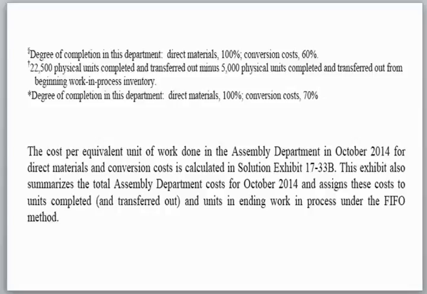The cost per equivalent unit of work done in the assembly department in October 2014 for direct material and conversion cost is calculated in the solution to exercise 17-33b. It will also summarize the total assembly department costs and assign the costs to units completed under the FIFO method. It will assign costs to units completed and the units in the ending work in process.